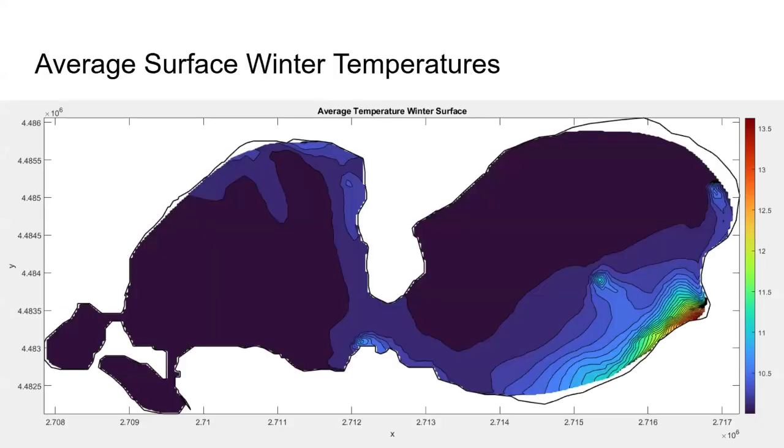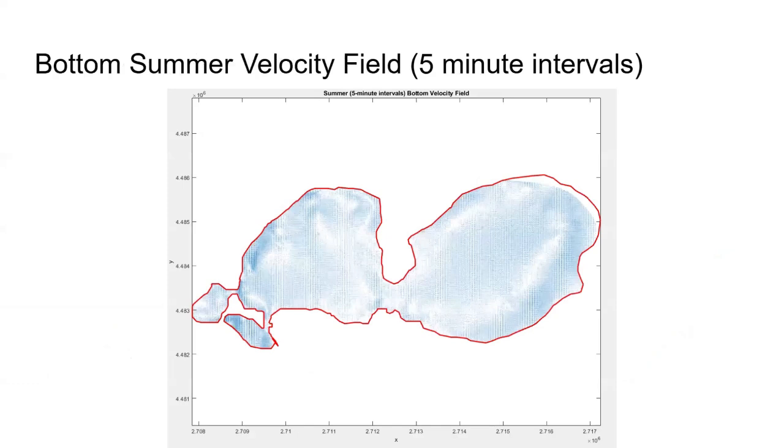Now this is the average surface winter temperatures. So you can see mostly it's on the farmland side on the eastern basin. Now moving on to the bottom of the summer velocity field, same explanation, same everything, 500 by 500 grid points.